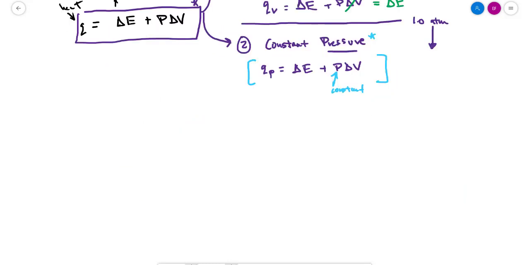So since most chemical reactions, at least in what we're going to deal with in this class, occur in open vessels and beakers and things where we're not constraining the volume, and the pressure is just whatever the atmospheric pressure is, we actually give this type of heat, which is the heat change at constant pressure, a name. We call this delta H. And delta H is the change in enthalpy.